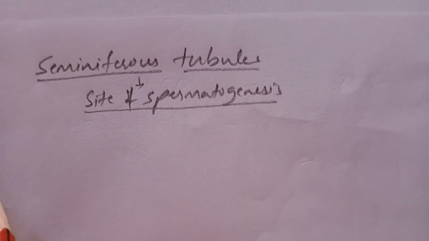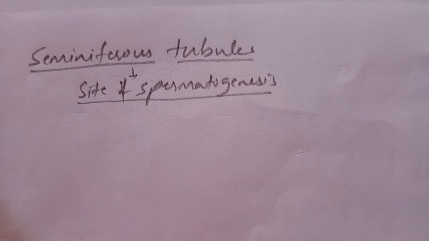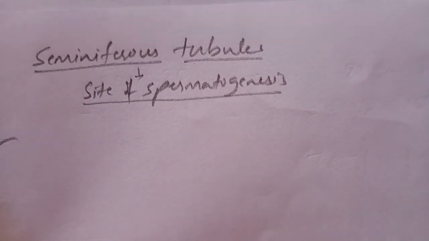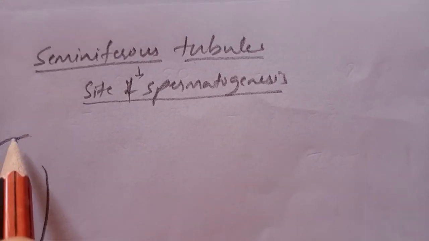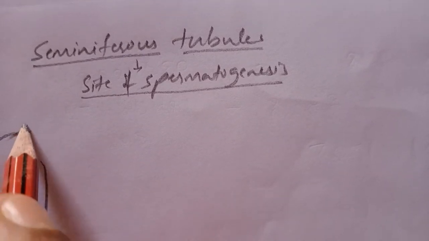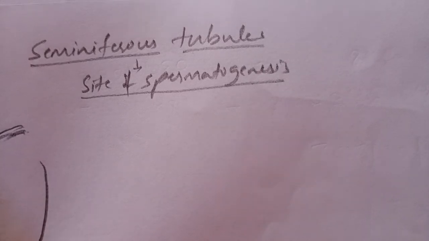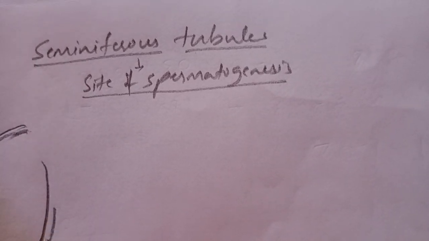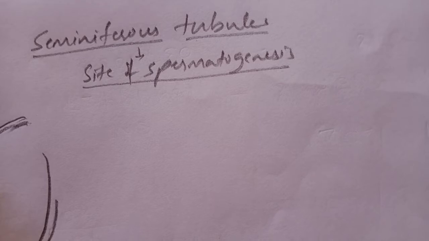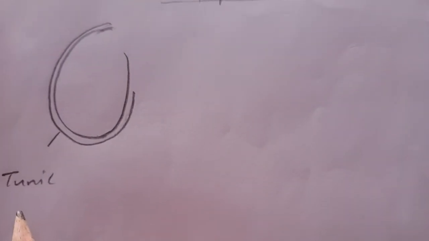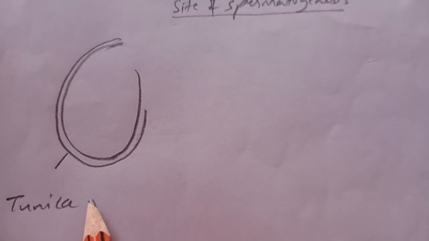As we know, a pair of testes are there in the male reproductive system. These are the primary sex organs, right? Here is the oval shaped structure when you observe the sectional view. Externally the testis is covered by the tunica. This one you can observe here, tunica vaginalis.